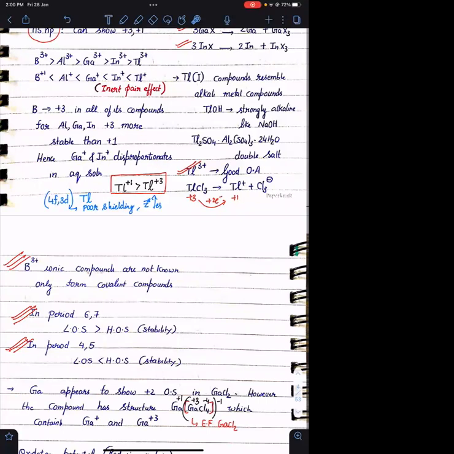Apart from lithium, sulfate cannot form any alums, but all the rest form alums. वैसा यहाँ पे Tl+1 जो है, उसका सल्फेट जो है, it is also forming alum or double salt. Is that clear? Okay, good.